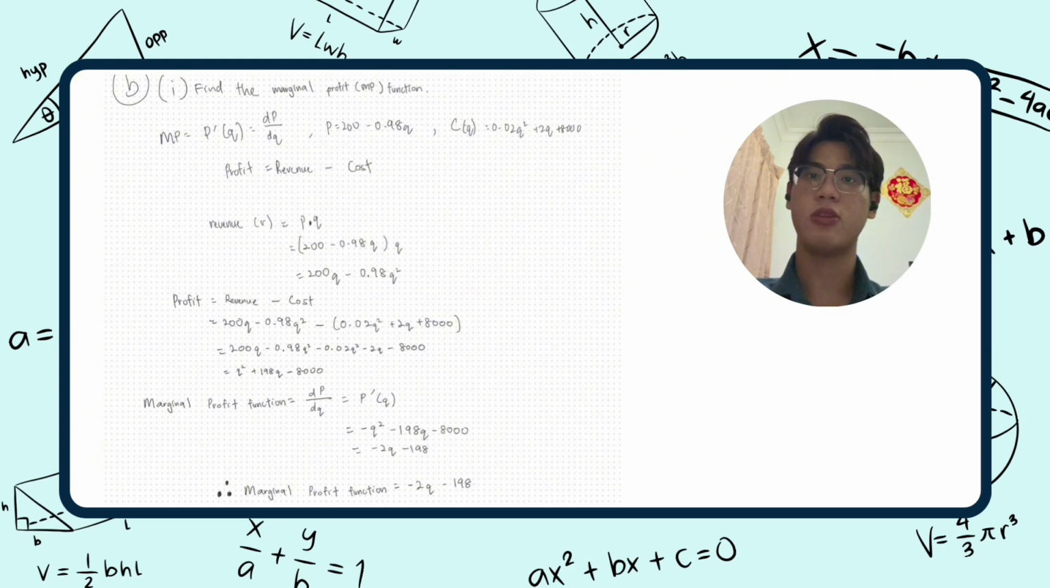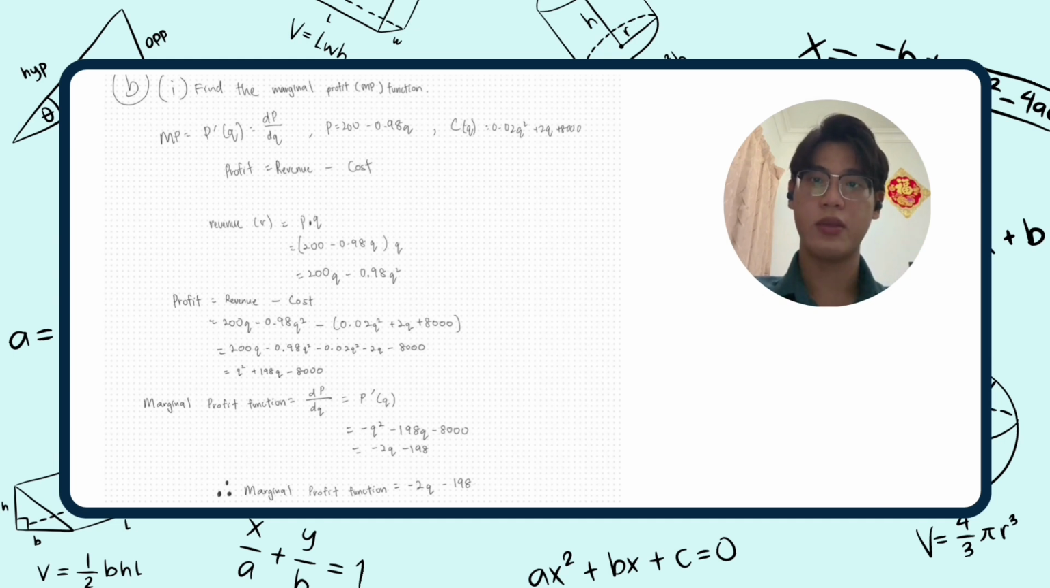For question 1, we need to find the marginal profit function. The question has given us two equations: P equals 200 minus 0.9Q, and the cost of producing Q units is 0.02Q squared plus 2Q plus 8,000. So we need to find the profit first. The formula of the profit is revenue minus cost. For the revenue, we find it as P times Q, which is 200 minus 0.9Q times Q. So we get the answer 200Q minus 0.9Q squared.